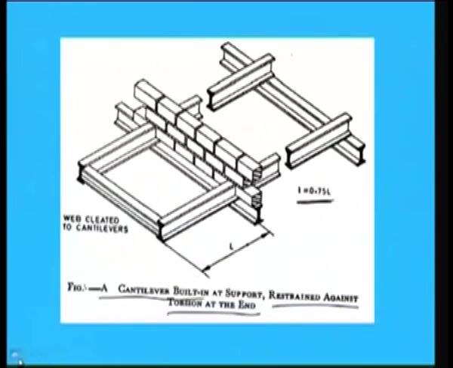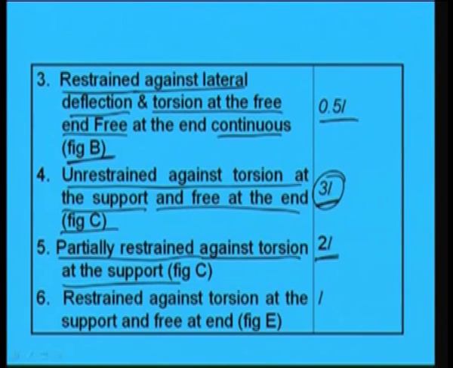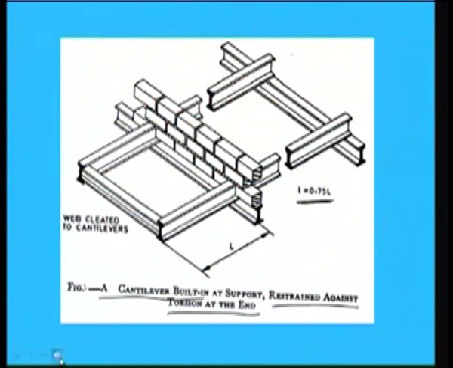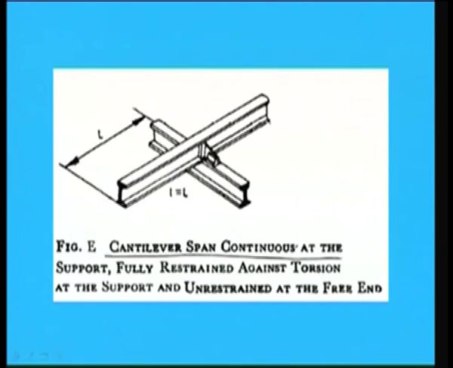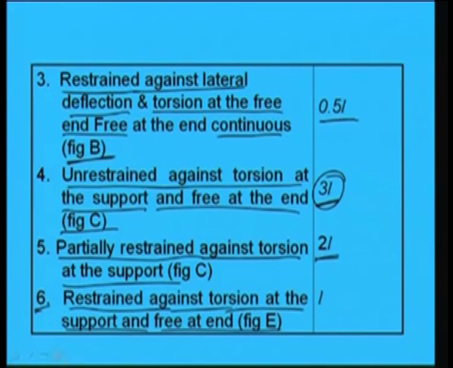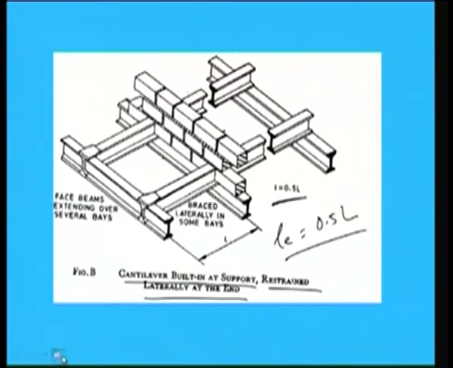So, for different end conditions of the cantilever beam, the effective length has been calculated in different ways. And number 6 condition is restraint against torsion at the support and free at end, which is given in figure E, that is this one. Cantilever span continuous at the support, fully restrained against torsion at the support and unrestrained at the free end. In this case, effective length will become equal to L. So, these are some conditions where codal provision has been given, and through that we have to find out the effective length for calculating the sigma BC.